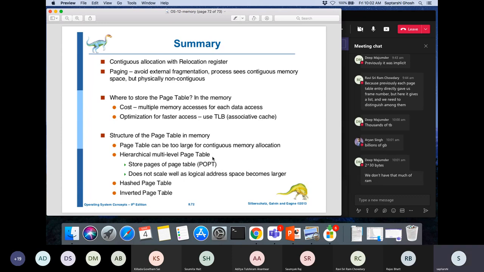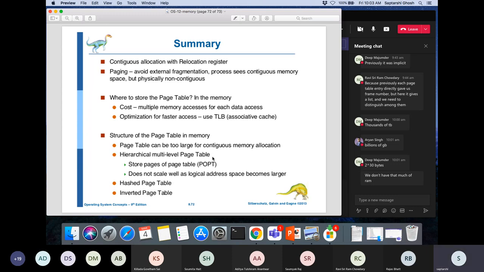A question should come to your mind. Exactly what Deep says. You are talking about 2 to the power 64 logical address space, but which machine has that much RAM? Which machine has 2 to the power 64 bytes of RAM? I don't think any machine in the world has that. Sure, I have seen machines with 1 TB RAM also. But 2 to the power 64 bytes of memory, impossible.